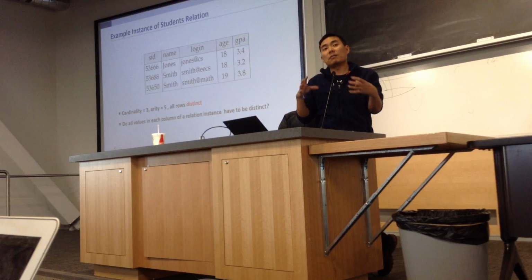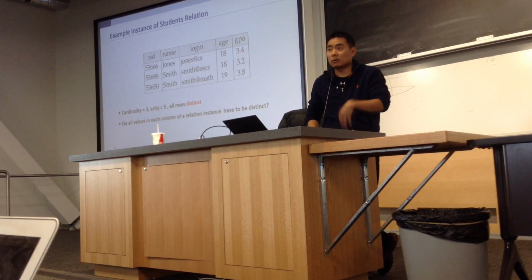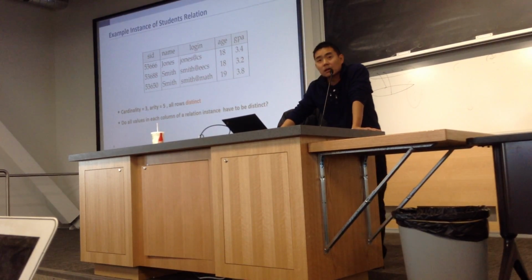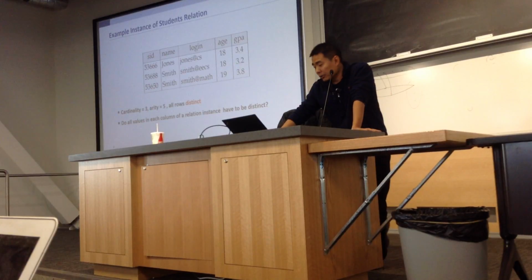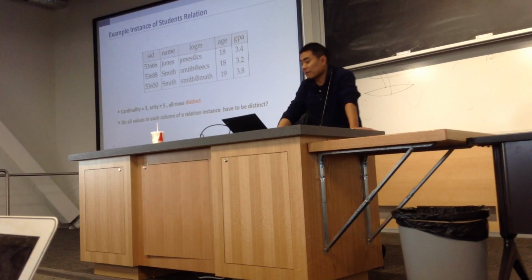So a fundamental requirement in relational model design is that all rows must be distinct. In other words, all records or all tuples must be distinct. But this is not to say all values in each column of a relation instance must be distinct. These are two different concepts. What do I mean by that?